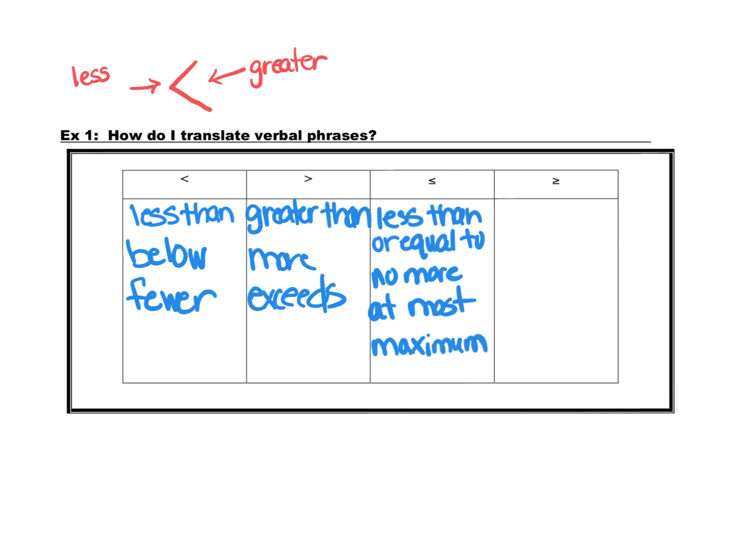All right, so our next one also has the equal sign underneath it, and it is greater than because we're coming upon the big side first, so greater than or equal to. Other words would be at least and minimum.